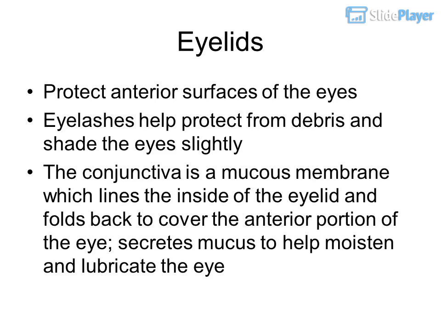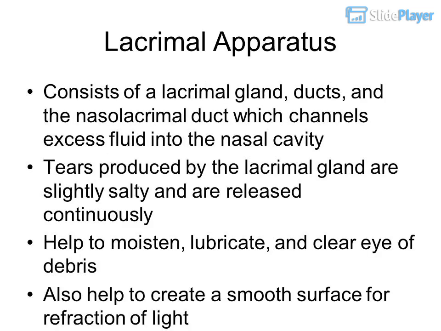The conjunctiva is a mucous membrane which lines the inside of the eyelid and folds back to cover the anterior portion of the eye. It secretes mucus to help moisten and lubricate the eye. The lacrimal apparatus consists of a lacrimal gland, ducts, and the nasolacrimal duct, which channels excess fluid into the nasal cavity.